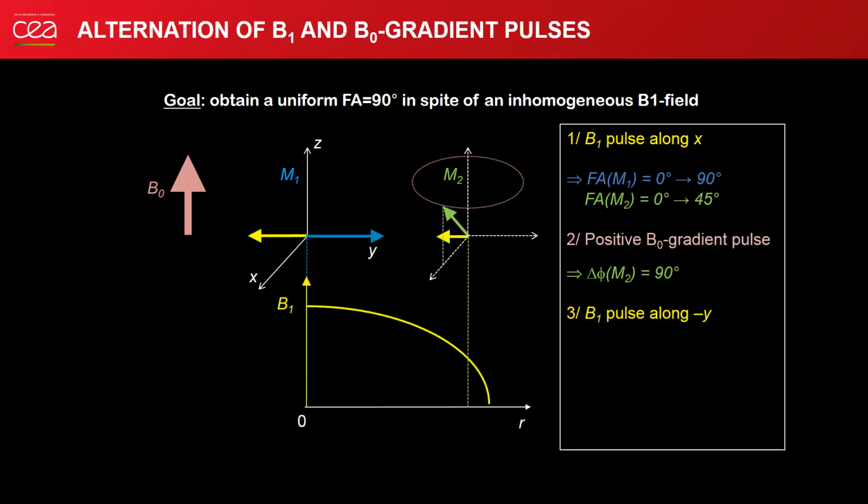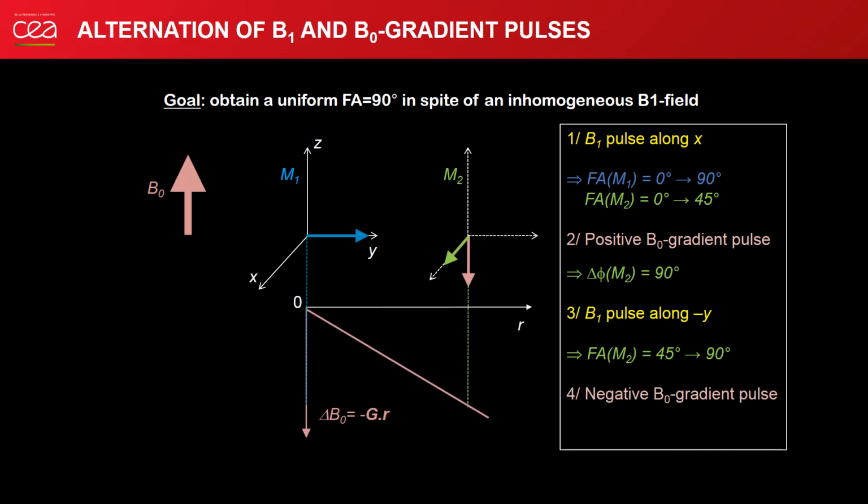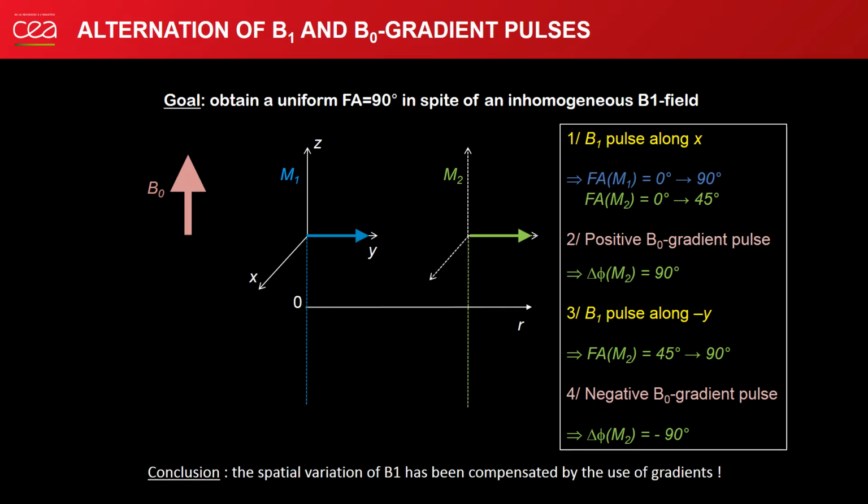Now let us transmit a B1 pulse along -Y so as to tilt M2 by another 45 degrees to bring it to the transverse plane, while M1 still remains unchanged as M1 and B1 are then collinear. At last, let us play a negative B0 gradient blip to rephase M2 in alignment with M1, still without affecting M1.